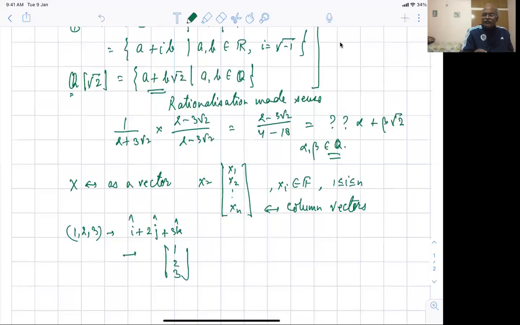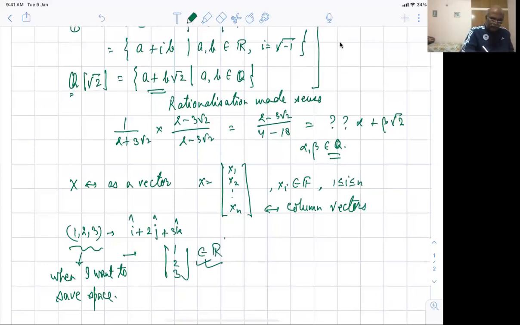But to save space, I may write like this. This is only for when I want to save space. Otherwise, this is the notation that I'm going to follow for something in R3. In R2, I can write it as 5 and E here, which will belong to R2 and things like that. So Euclidean plane, Euclidean space, and things like that. Is that okay? So that's the notation part.